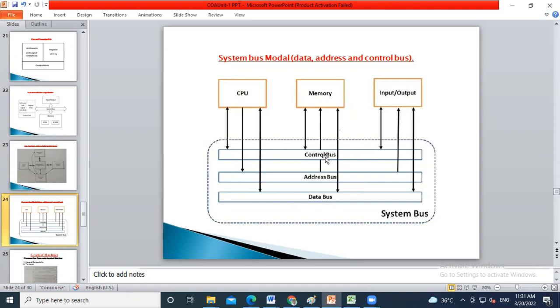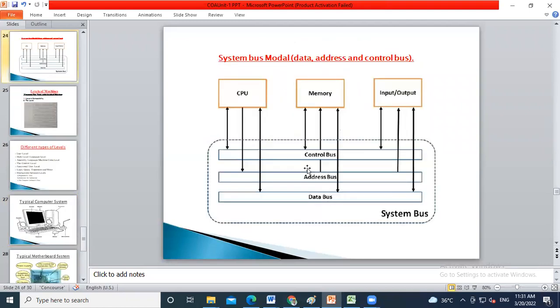The control bus is the conductor: whenever a stop comes, by whistle he stops the bus, and again by whistle he allows it to go. So this is one example we can use to study the system bus with the data, address, and control buses.